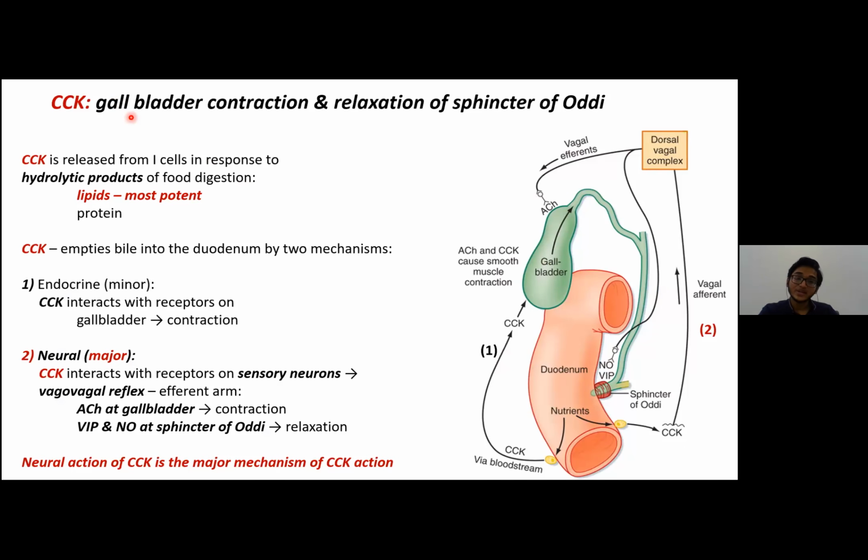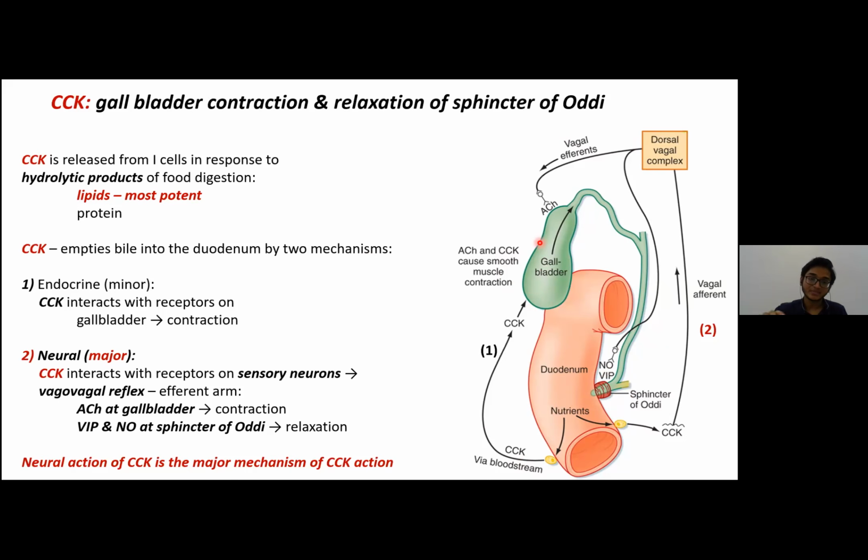Okay. Again, we discussed the action of CCK. CCK is released by I cells in response to fat in the duodenum. It has two actions: endocrine, which is not that much, and neurocrine, which is the major mechanism. CCK travels to the gallbladder and it causes contraction of the gallbladder via acetylcholine. You need to know the neurotransmitters, okay? So CCK causes contraction of the gallbladder and relaxation of the sphincter. The major mechanism is by a vagovagal reflex.